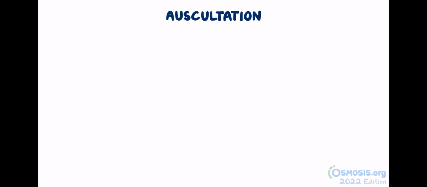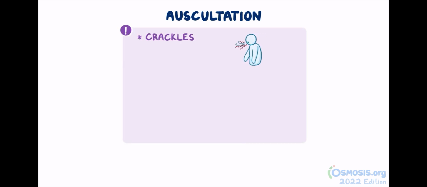Adventitious or abnormal breath sounds include crackles, also known as rales, which are popping or crackling sounds caused by the movement of fluid through small air passages or alveoli, or when collapsed airways snap open during inspiration. Crackles are associated with pulmonary edema or pneumonia.